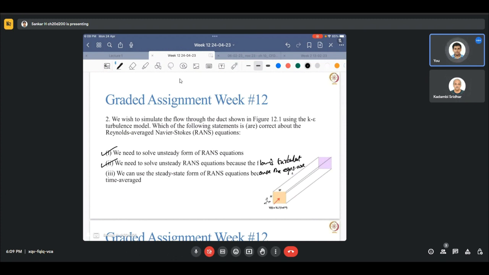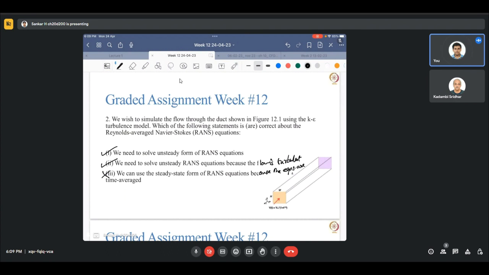Okay, moving on to question number 3. We wish to simulate the flow through the duct shown in figure 12.1 using the K epsilon turbulence model. How many partial differential equations do we need to solve? The continuity, the three RANS equations, and two: 1 K, 1 epsilon.